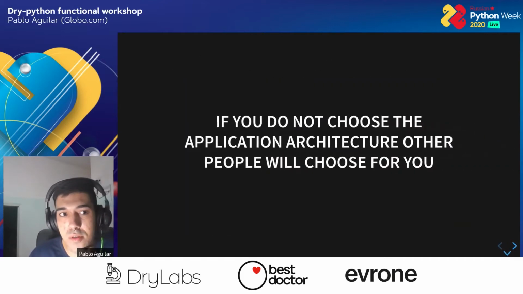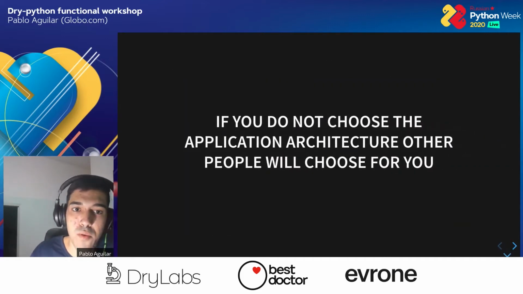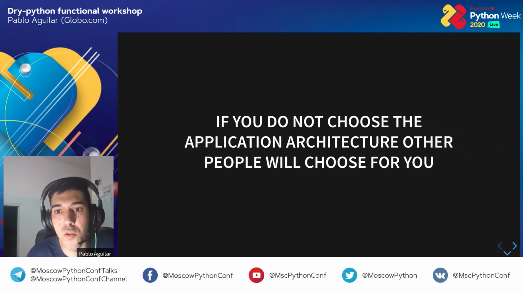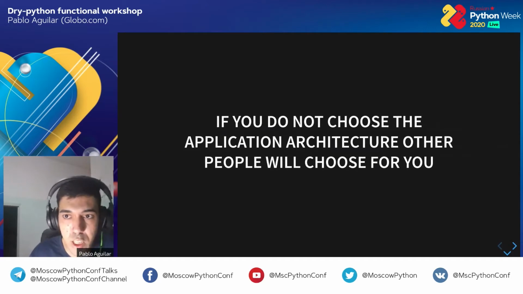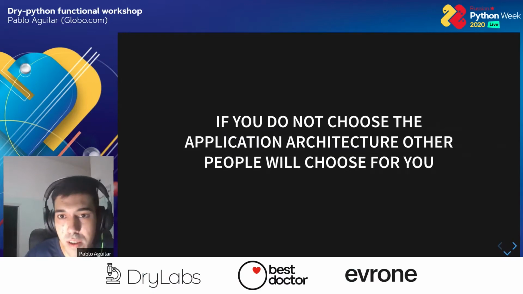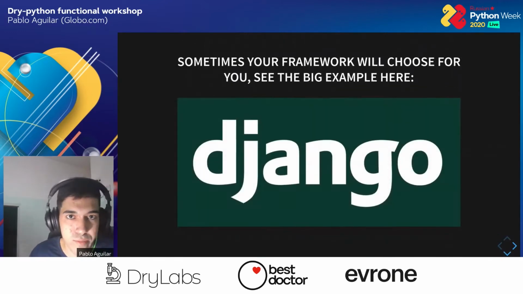And if you do not choose the application architecture, other people will choose for you. Initially, we don't care about what architecture we will use, but this is the worst decision we can make, because this is the future of your application. You and your team, you provide the maintainability.